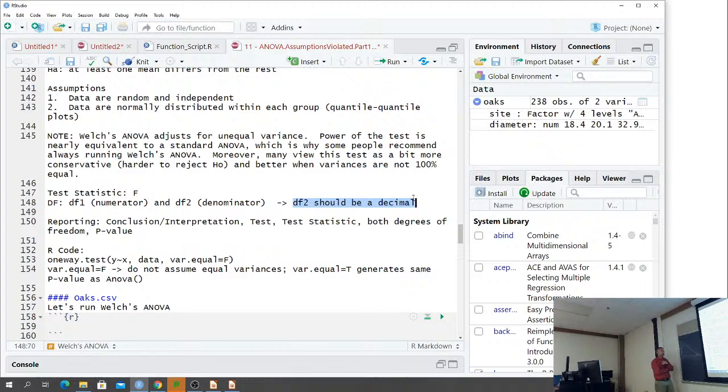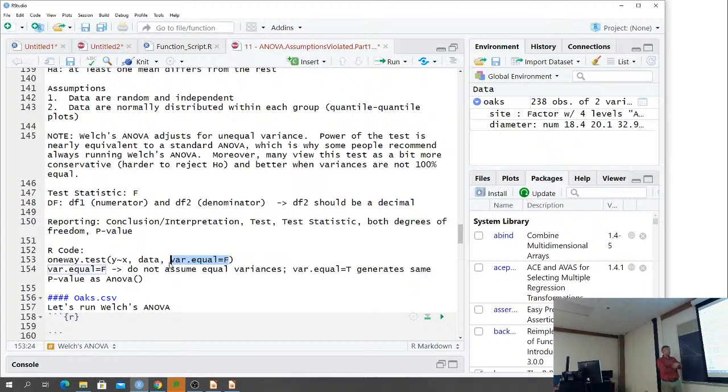So in order to run this test, we have to use a function called oneway.test. And we write it as a formula where we're testing the effect of x on y. So y is a function of x, we specify our data, and then we say var.equal equals false. Now we've seen this before, where var.equal equals T, when we ran a t-test. But var.equal equals false tells R not to assume an equal variance.